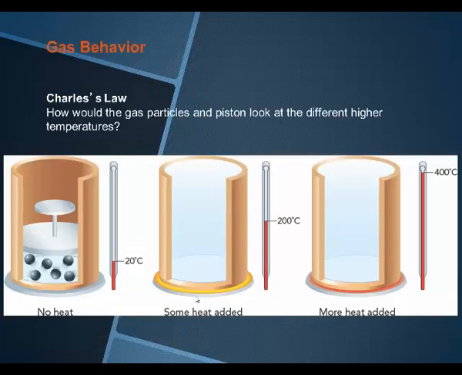So looking at Charles' law, and looking at a couple of different containers, how would the gas particles and piston look at the different higher temperatures? We're starting out with a lower temperature, 20 degrees Celsius, approximately the same temperature as the room. And we are adding heat to it and increasing the temperature to 200 degrees Celsius, and then continuing to add more and more heat up to 400 degrees Celsius.